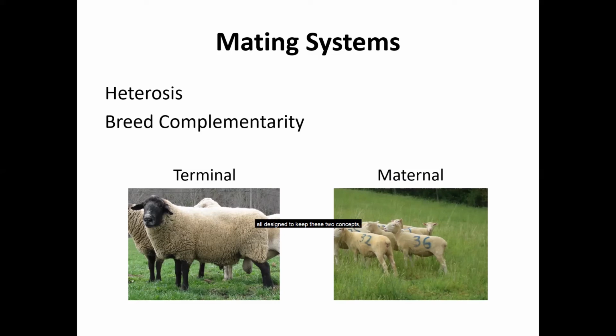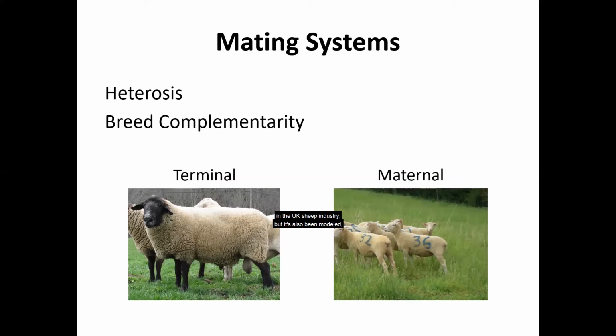There's lots of different systems. 2-breed rotations, 3-breed rotations, roto-terminal crosses, all designed to make use of these two concepts with varying other trade-offs. That becomes an entire other course and a topic for the question and answer session or another day.